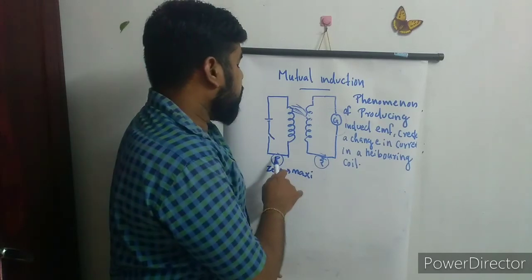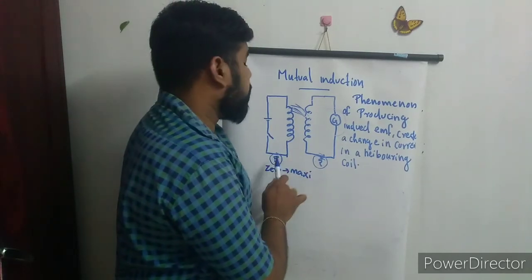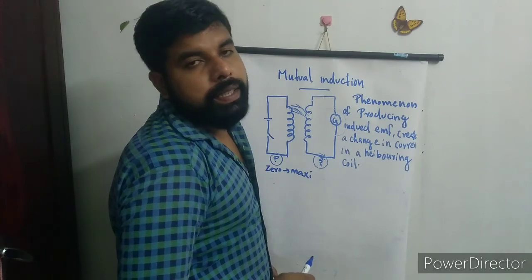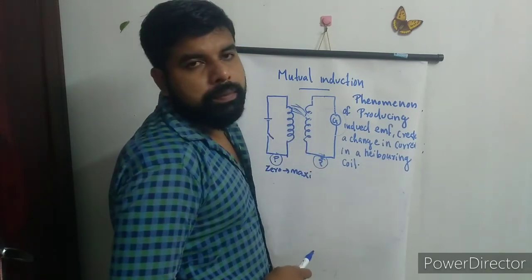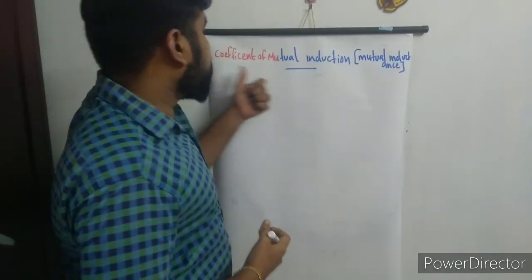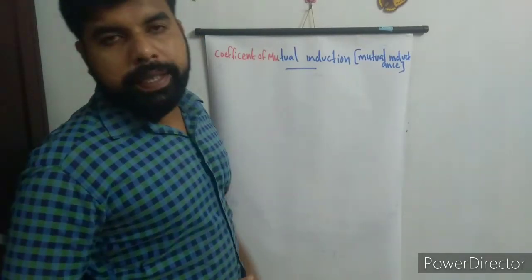So in this mutual induction we have two coils. The first one is known as the primary and the second one is known as the secondary. Okay, so this is mutual induction. So the next topic is coefficient of mutual induction, or mutual inductance.